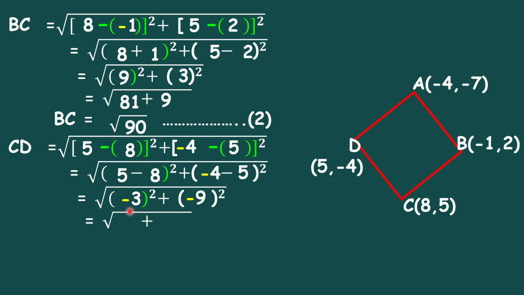We know that the square of negative number always positive, therefore the square of negative 3 is nothing but how much? 9, plus square of negative 9 is nothing but 81. 9 plus 81 is nothing but 90, therefore CD is equal to root of 90. This is the equation number 3.